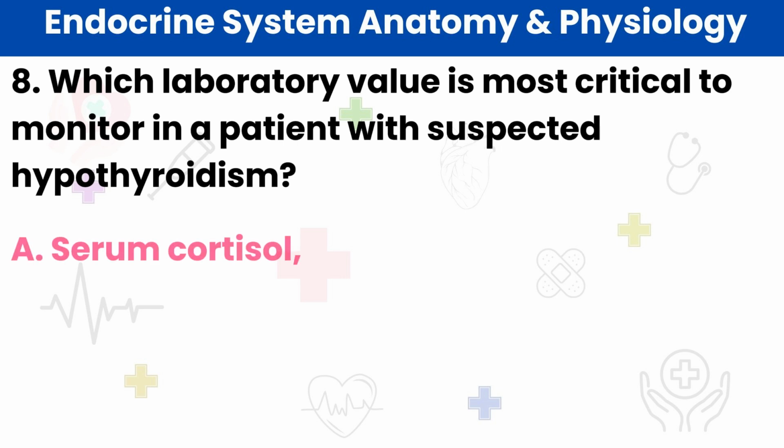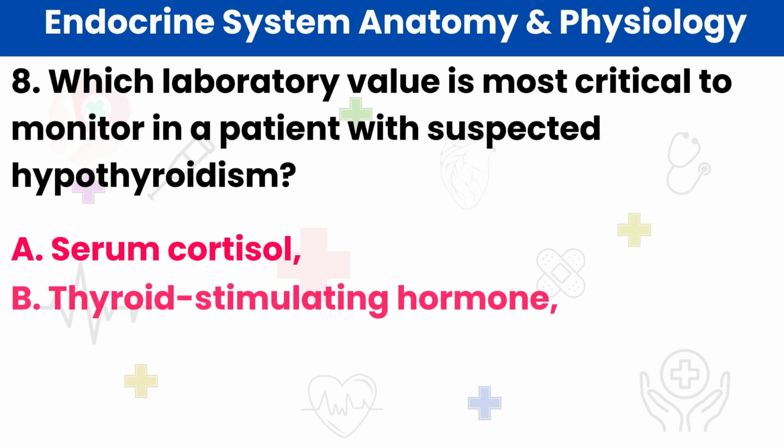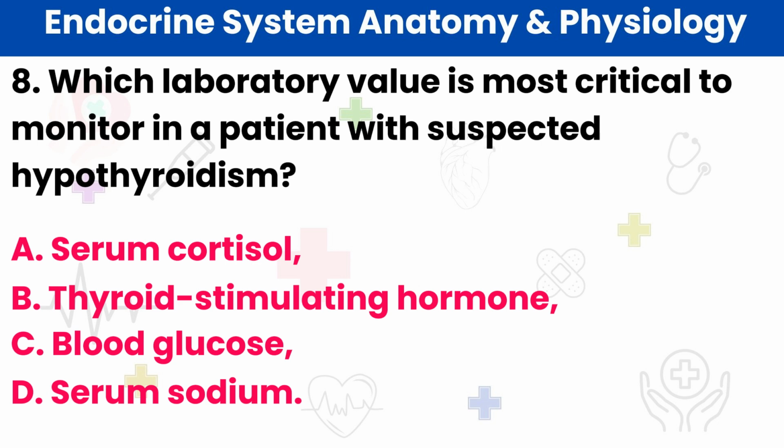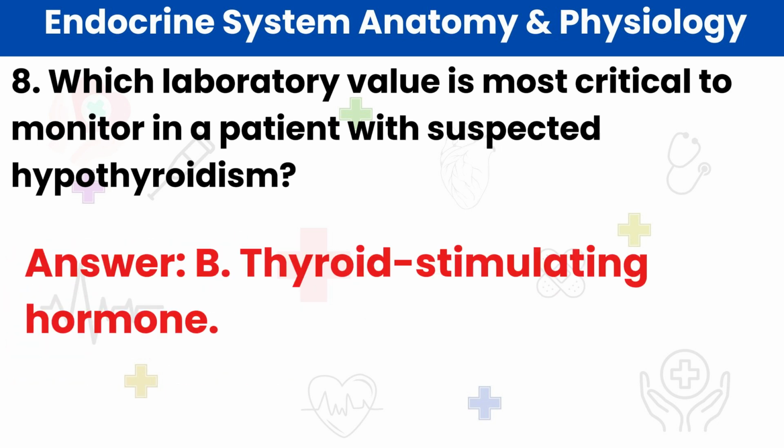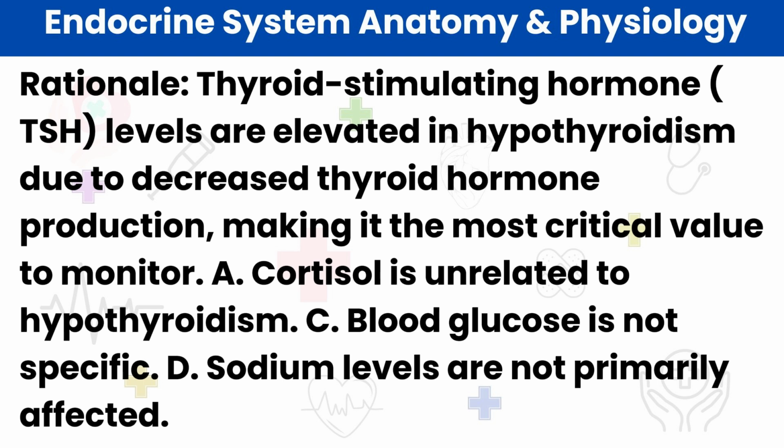A. Serum cortisol. B. Thyroid-stimulating hormone. C. Blood glucose. D. Serum sodium. Answer B. Thyroid-stimulating hormone. Rationale: thyroid-stimulating hormone, TSH, levels are elevated in hypothyroidism due to decreased thyroid hormone production, making it the most critical value to monitor.